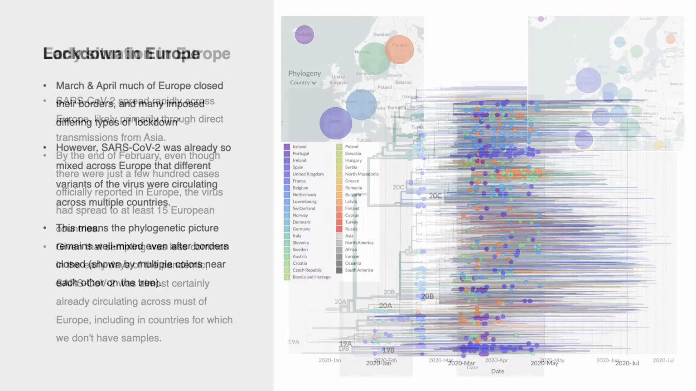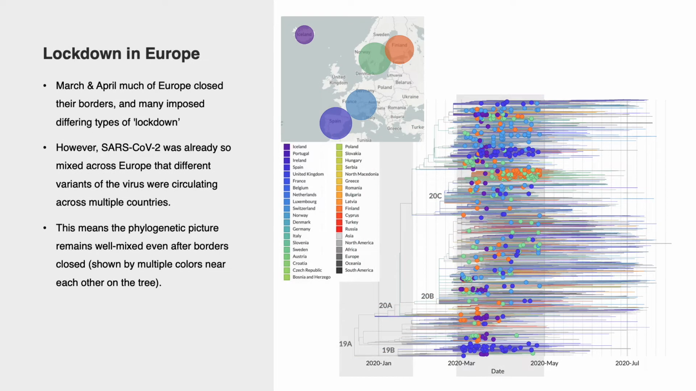most of Europe. Through March and April, much of Europe closed their borders, and many imposed differing types of lockdown where movement was restricted and businesses and schools closed. However, SARS-CoV-2 was already so mixed across Europe that different variants of the virus were circulating across multiple countries. Most countries had numerous distinct variants circulating before lockdown that were related to the virus circulating in other countries. This means the phylogenetic picture remains well mixed even after borders close.